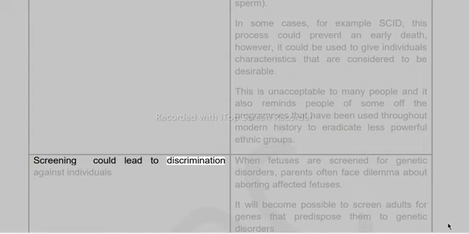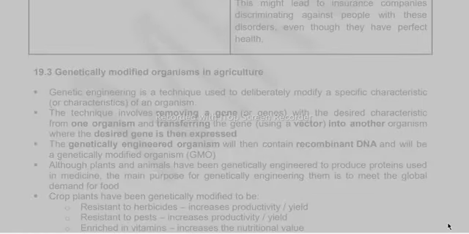Screening could lead to discrimination against individuals. When fetuses are screened for genetic disorders, parents often face dilemmas about aborting affected fetuses. It will become possible to screen adults for genes that predispose them to genetic disorders. This might lead to insurance companies discriminating against people with these disorders, even though they have perfect health.